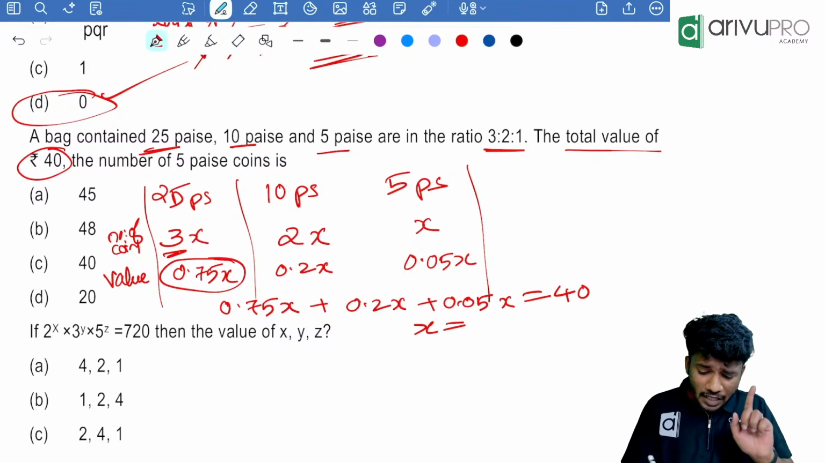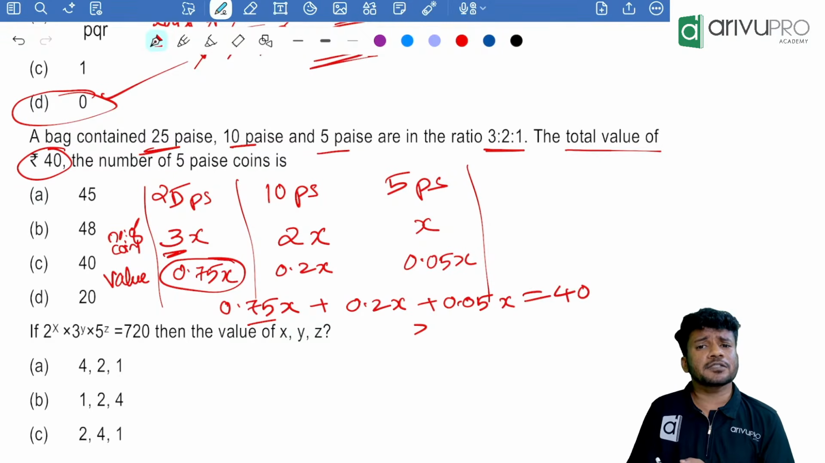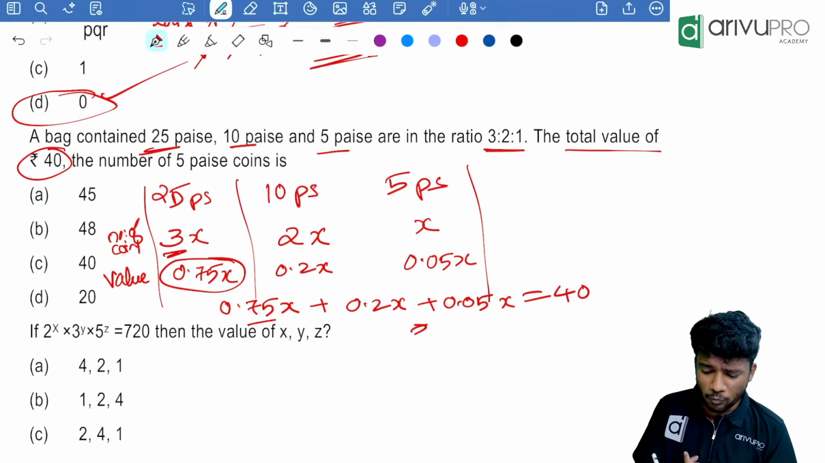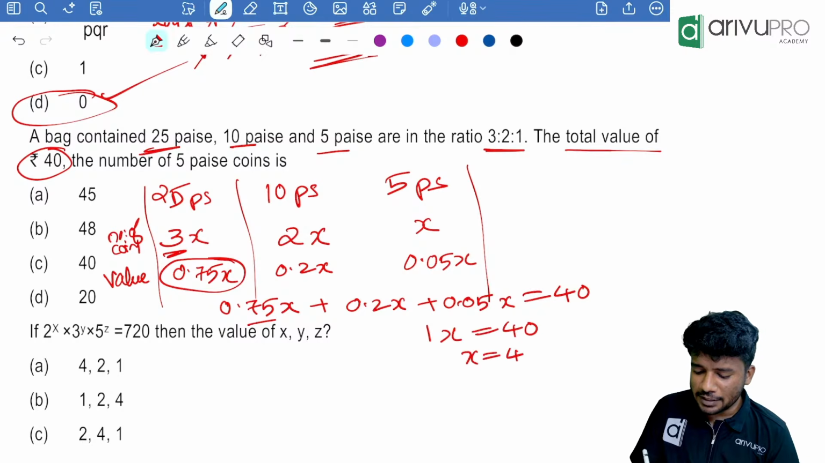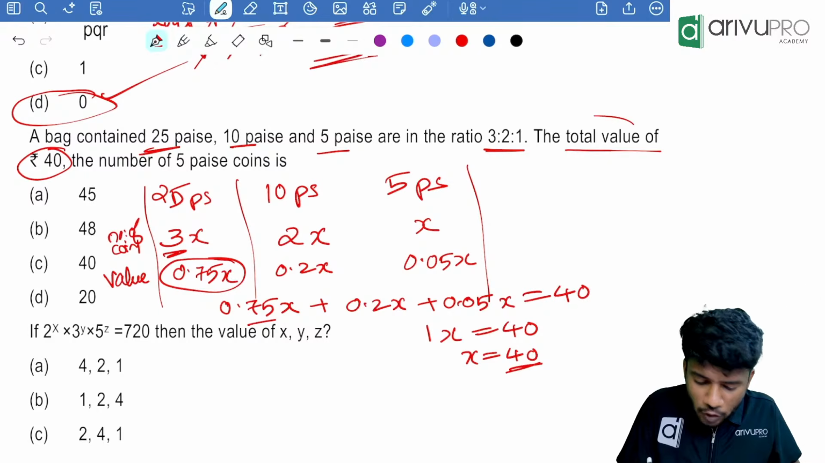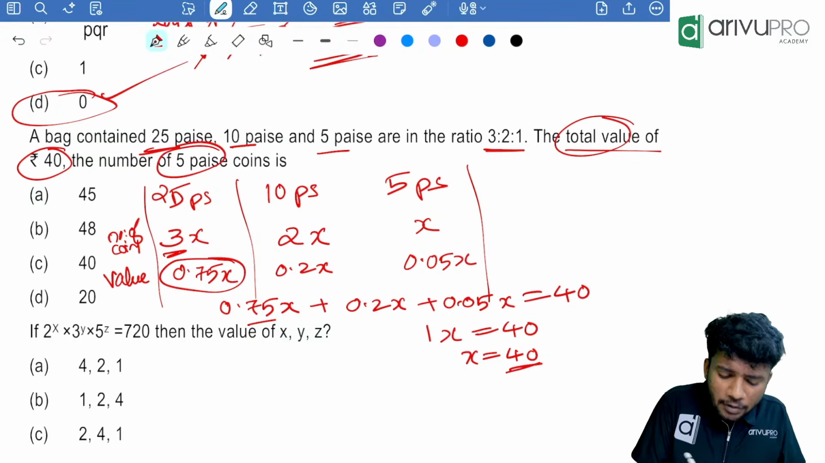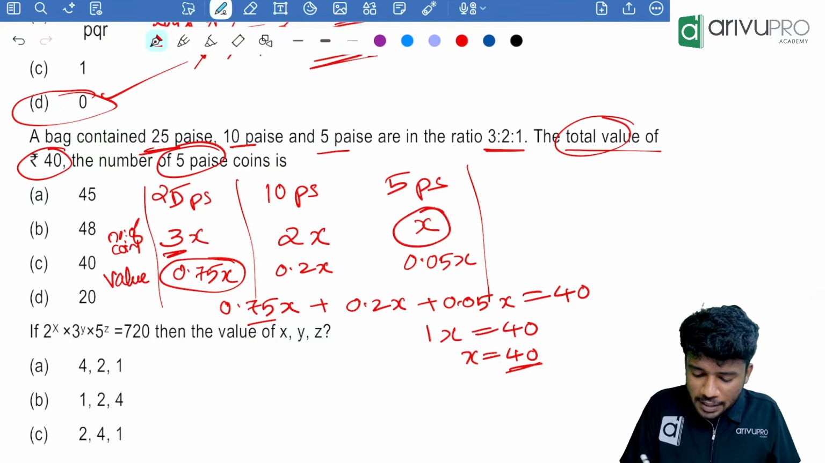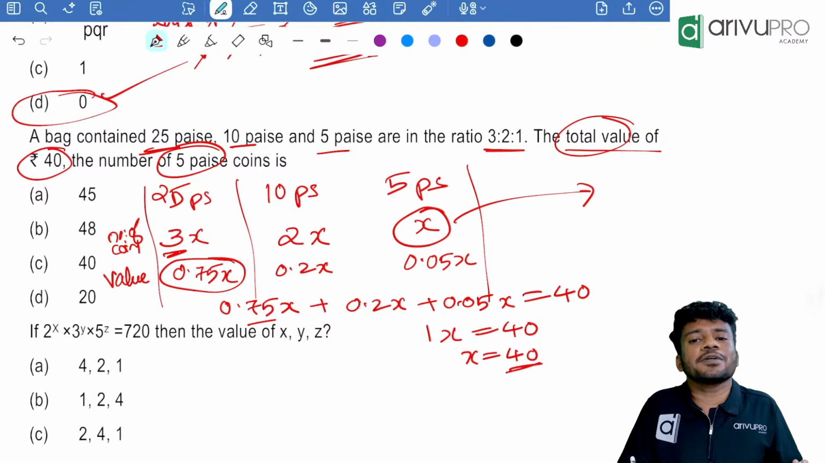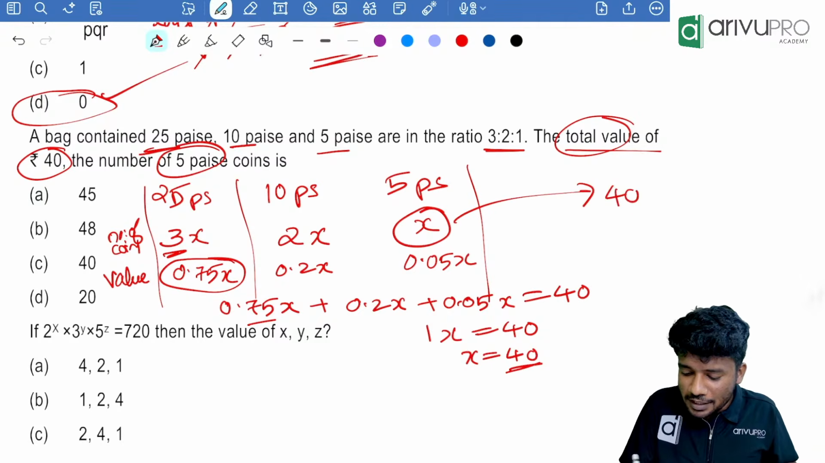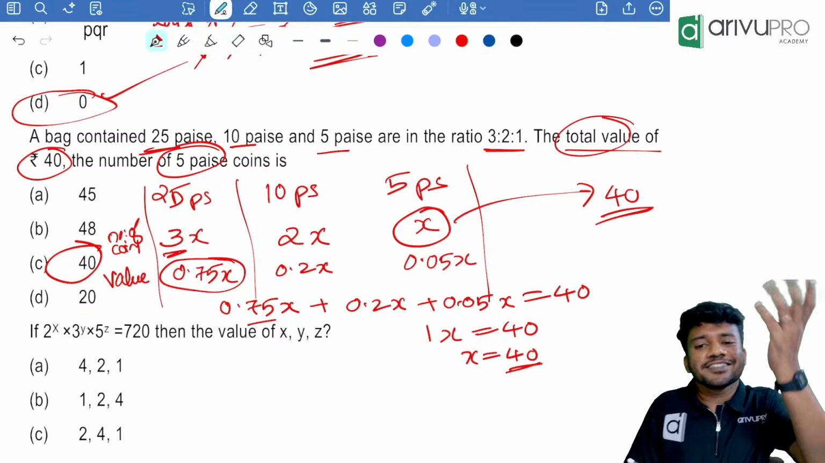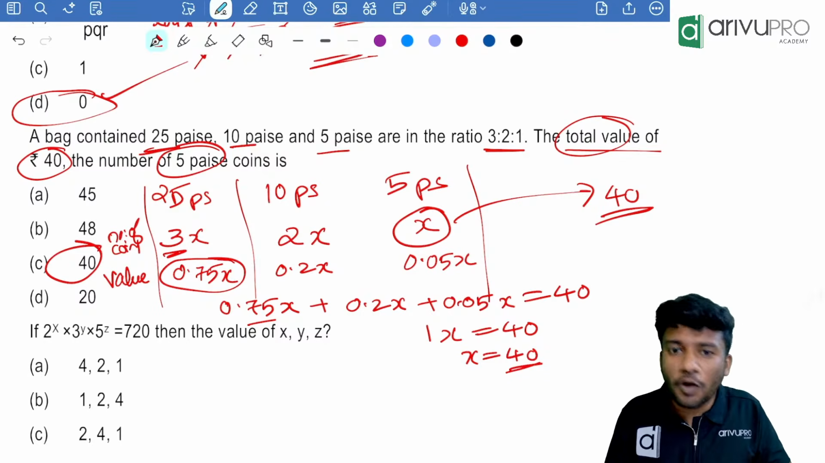That means add everything up. 0.75 plus 0.2 plus 0.05 will become what? 1. 1 into x is equal to 40, or I can say that x is equal to 40. Now the question is, total value is this much, then the number of 5 paise coins is how much? People, number of 5 paise coins as per the question is how much? x. What is the value of x? That is 40. So option C is your answer. I hope that you got it.